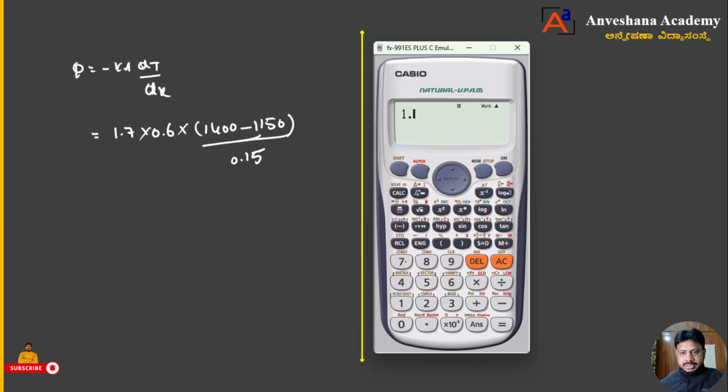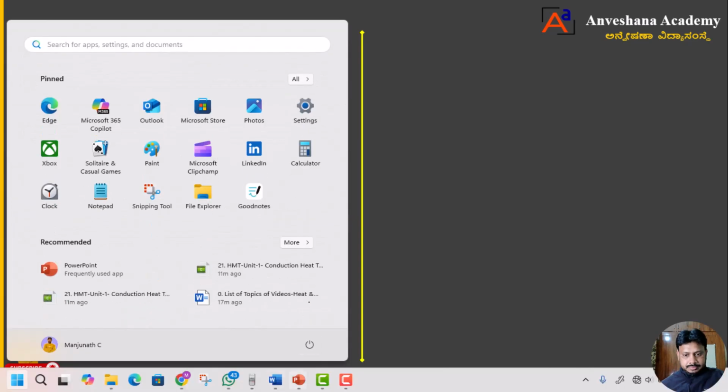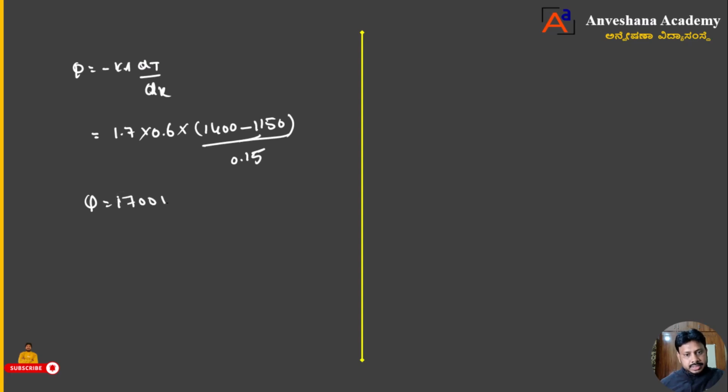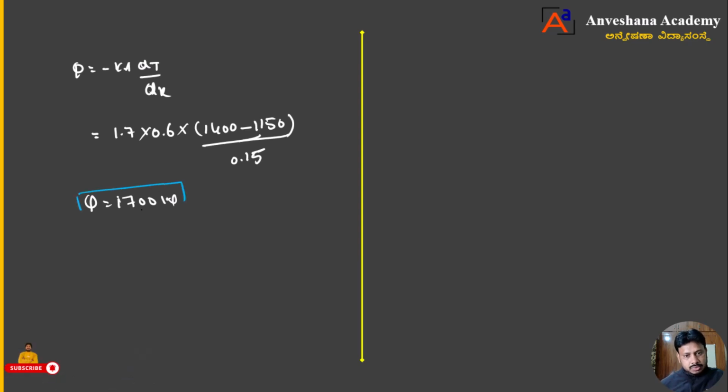So 1.7 into 0.6 into (1400 minus 1150), divided by 0.15. Then Q is equal to 1700 watt. This is my final answer, dear students. This is the total amount of heat transfer, Q equal to 1700.